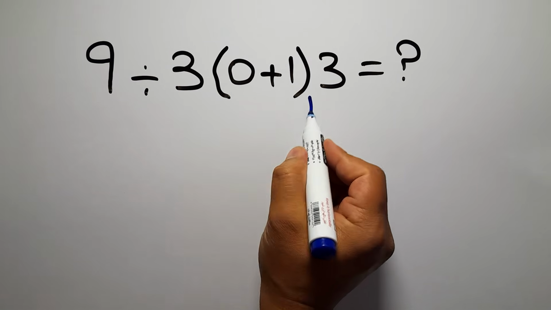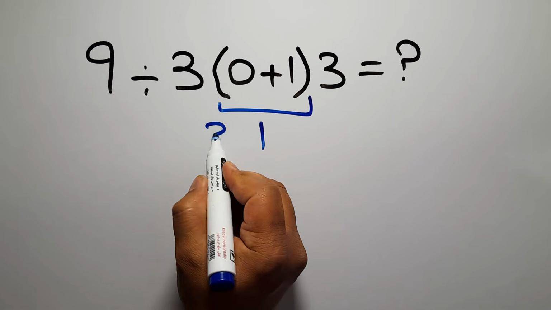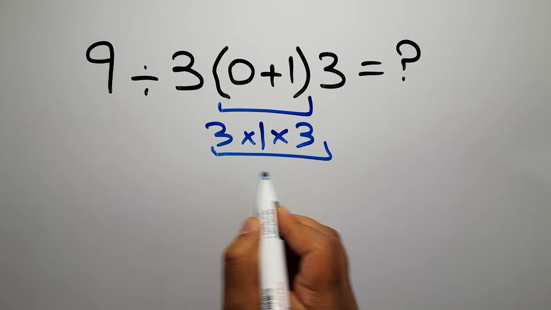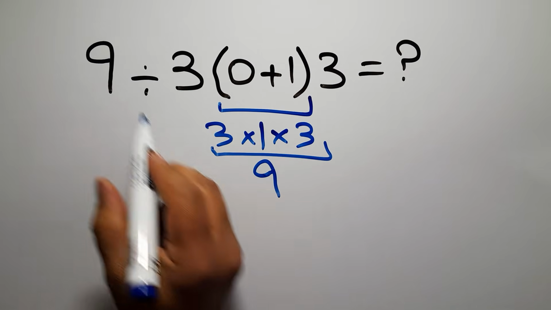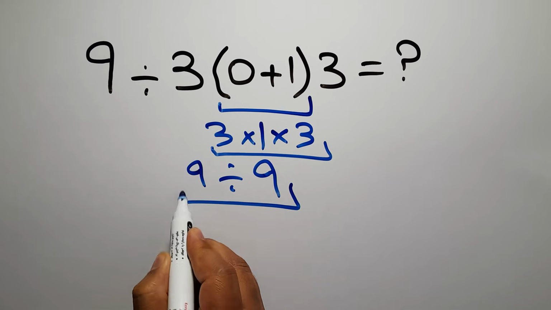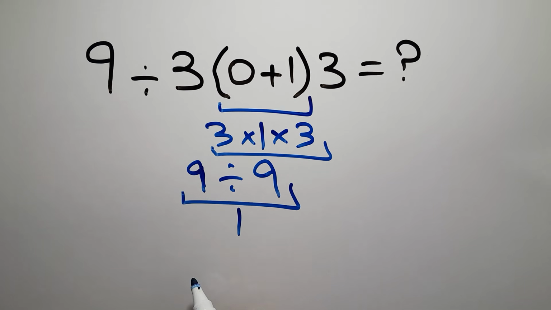0 plus 1 gives us 1. And 3 times 1 times 3, which equals 9. So 9 divided by this, 9 divided by 9 is just 1. But this answer is not correct.